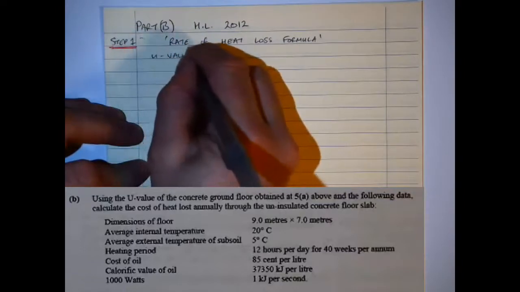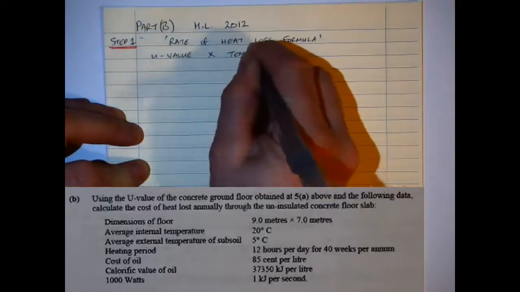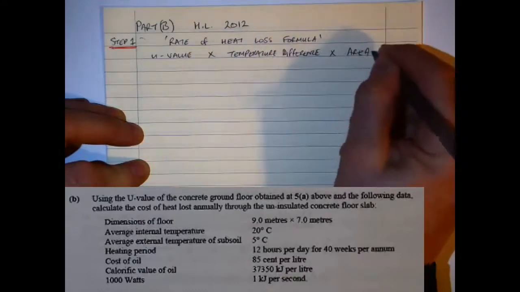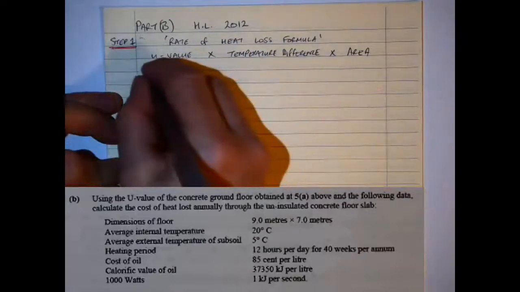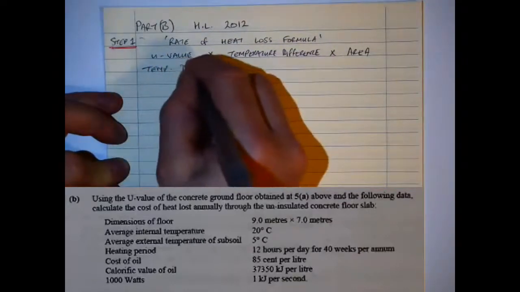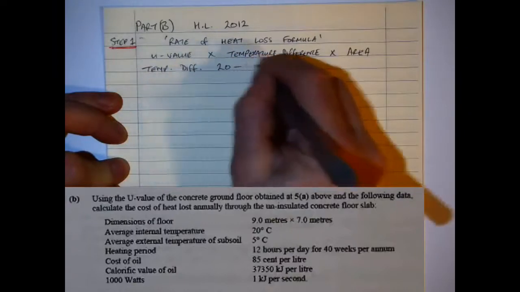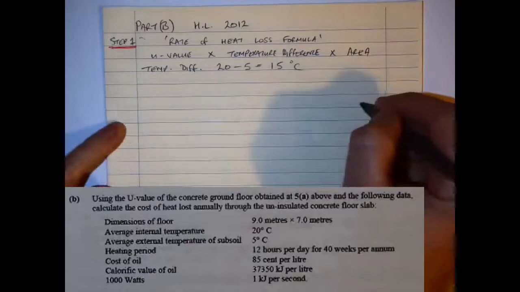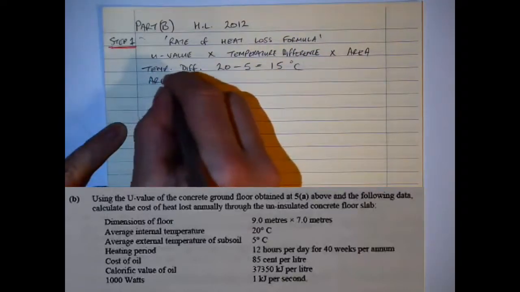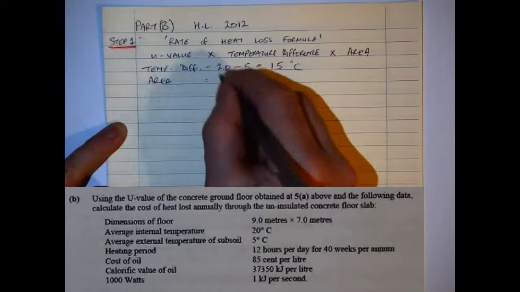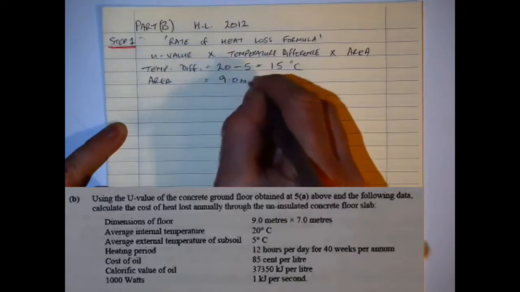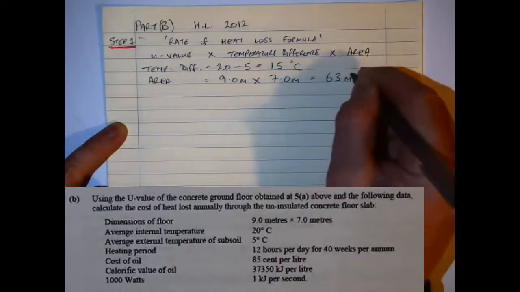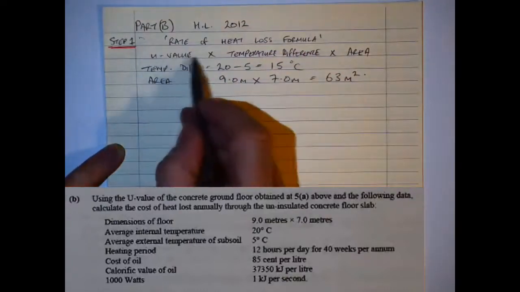And that is the U-value multiplied by the temperature difference, and multiplied by the area. So U-value by temperature difference multiplied by the area. In the question you can see we have an average internal temperature of 20 degrees, and average external of 5. So we take that away and it gives us a figure of 15. It's not important to have the unit of measurement here, it's really just the figure that we need. And the area is 9 meters multiplied by 7 meters, which gives us 63 meters squared. Again, the unit of measurement is not that important because it's the figures that we want to use.